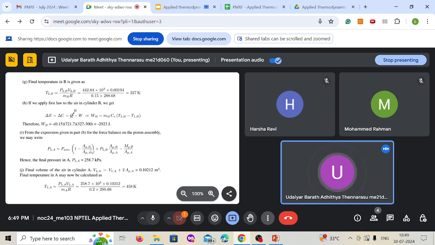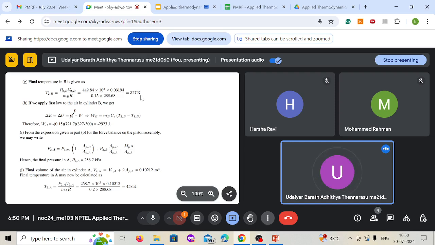So next is the final temperature in B. So we now know the final pressure. Final pressure is given in the problem. It's 442.84 kilopascal, and the final volume which you have calculated. We know the mass which I have already calculated. So apply the ideal gas law again. We can estimate the temperature at state 2 of cylinder B. So substituting those values, we will find out the temperature is 327 Kelvin.